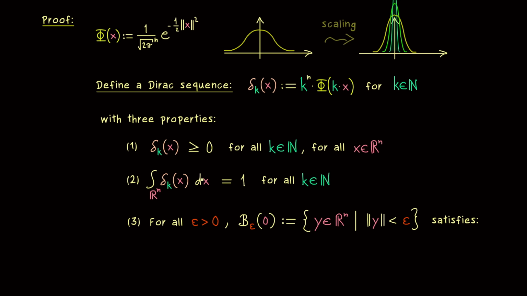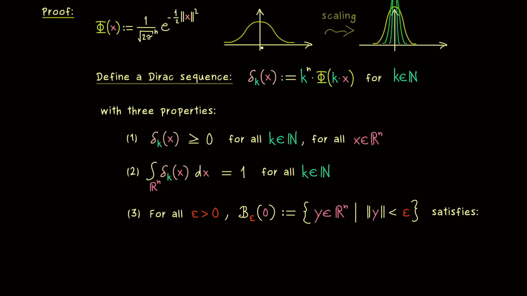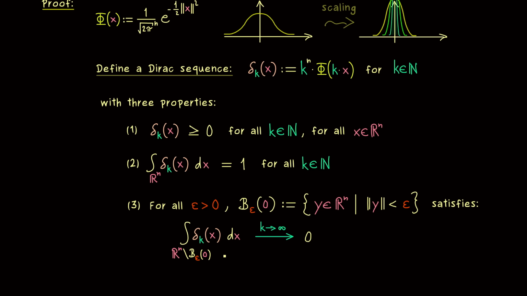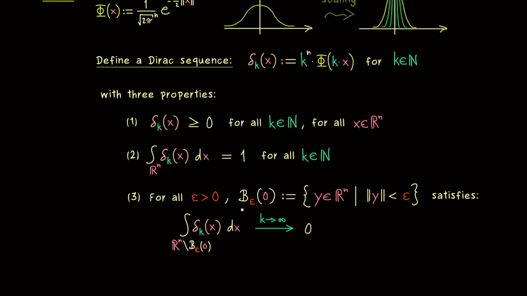More precisely, this concentration should get better and better when we increase our index k. And now we can describe this behavior by just choosing a small epsilon ball around the origin. And then the integral of delta k, where the ball is excluded, should get smaller and smaller. Or more concretely, in the limit this should go to 0 no matter how small the epsilon ball was chosen. So this is a general property of a Dirac sequence, and we can also show that this one is satisfied for our definition above.